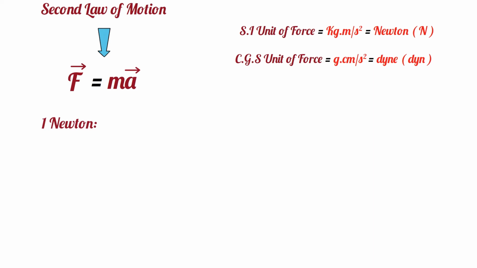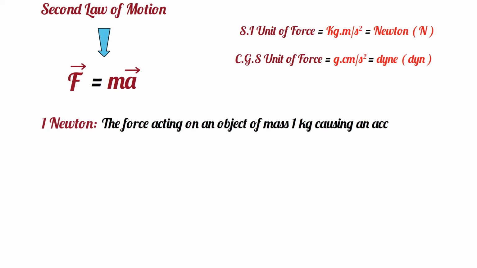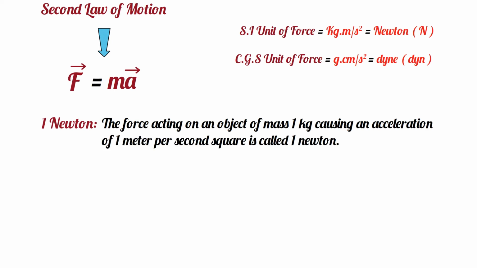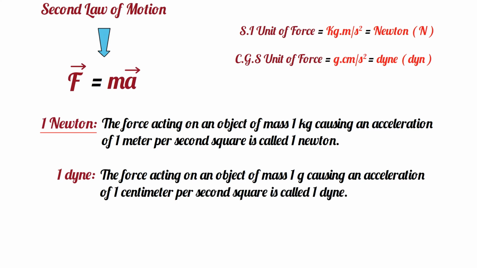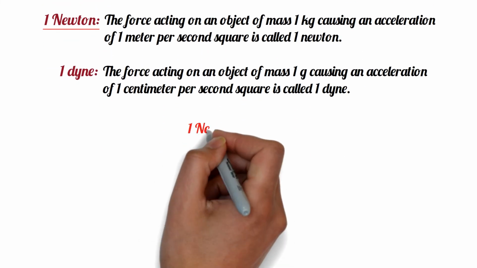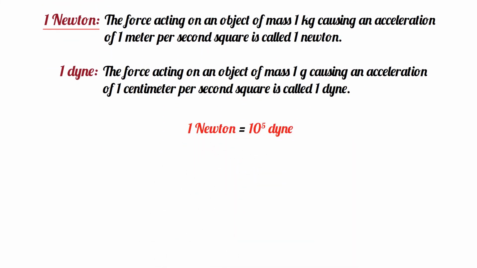Definition of 1 Newton: the force acting on an object of mass 1 kilogram, causing an acceleration of 1 meter per second square, is called 1 Newton. As we defined 1 Newton, similarly we can define 1 dyne as follows. The force acting on an object of mass 1 gram, causing an acceleration of 1 centimeter per second square, is called 1 dyne. The relation between Newton and dyne is as follows: 1 Newton is equal to 10 to the power 5 dyne.